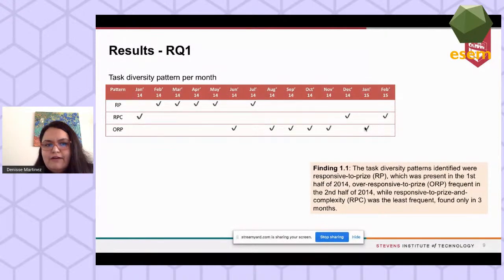So in general, what we saw is that in the first half of the year, we had responsive to price, and over responsive to price was found in the second semester of the year, while responsive to price and complexity was less frequent. We only found it in 3 months.